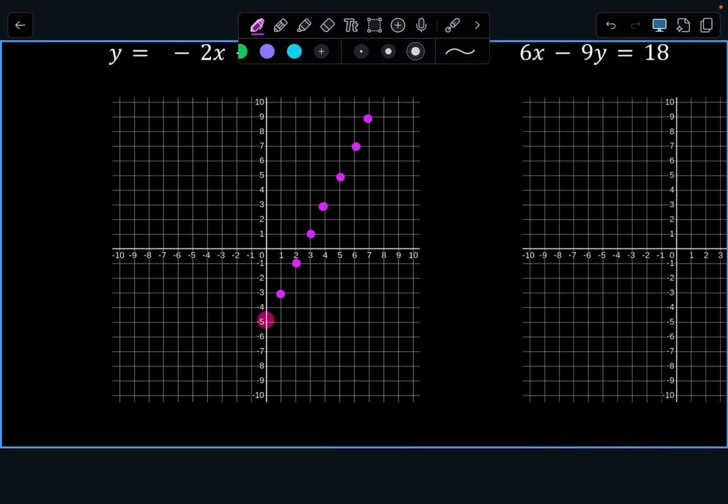We can also go down 2, left 1, because that's within that same line. Then we're going to connect them with a nice straight line. So that's our first one.